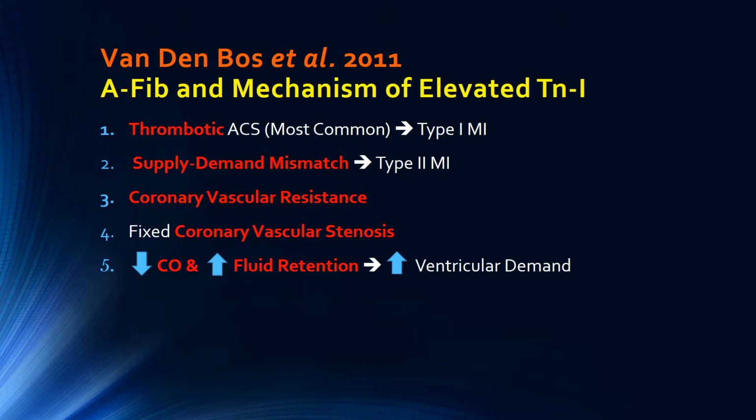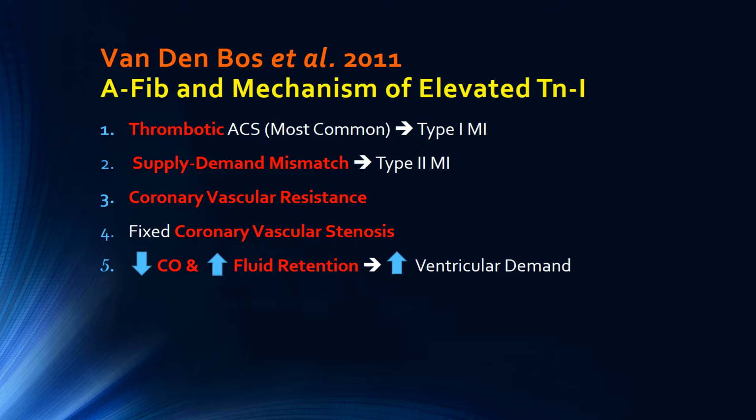The third is the coronary vascular resistance. Again, if you can't really dilate the coronary arteries and you can't get the blood supply and the oxygen there, there's going to be some ischemia leading to some death or necrosis of the myocardium, leading to the elevated troponins. The fourth factor, a fixed coronary vascular stenosis, occurred in 28% of the patients in this study. However, again, this is not applicable to our patient, as she did not have any thrombi or any atherosclerosis within the coronary arteries.